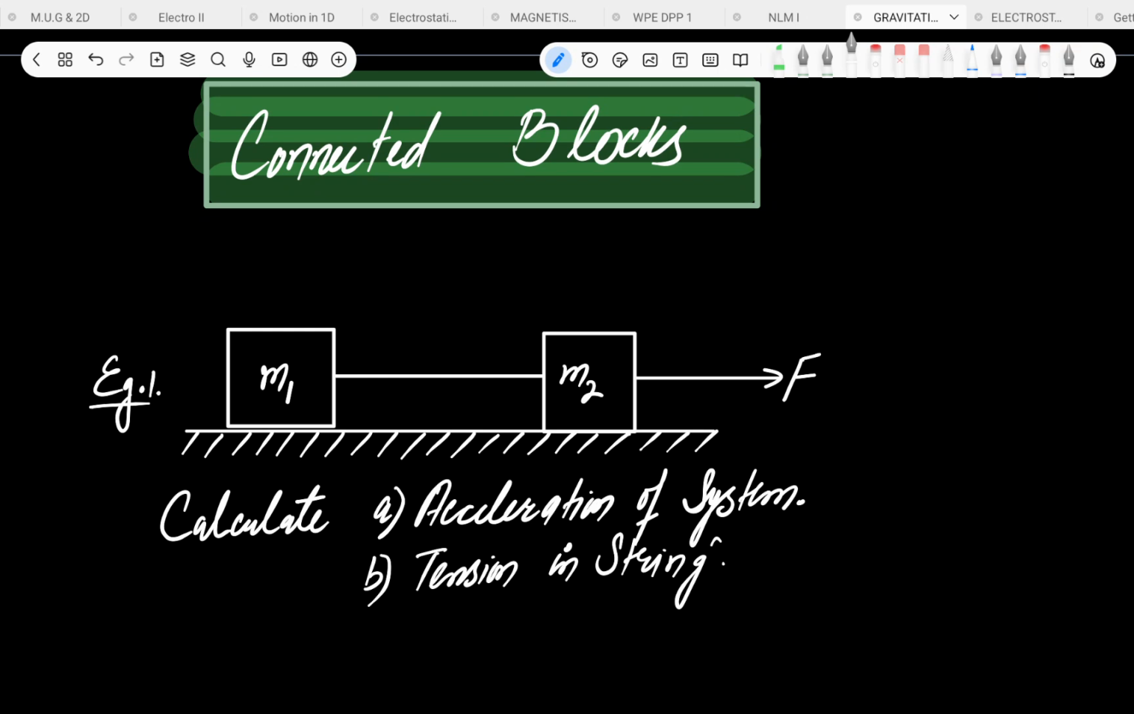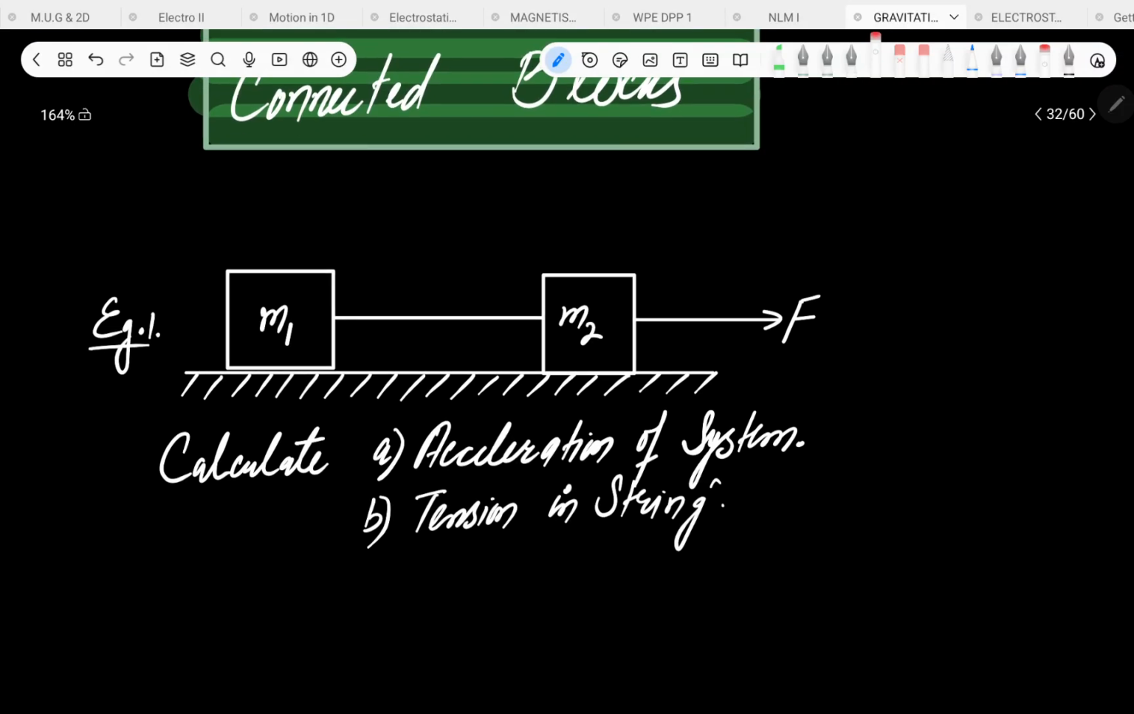I am back with another important example in Newton's laws of motion, and that is the motion of connected blocks. A very important topic. Now let's straight away switch to example number one.